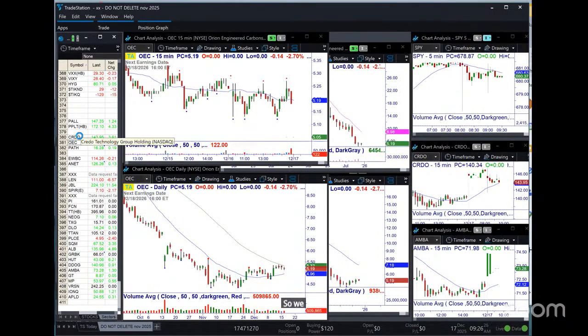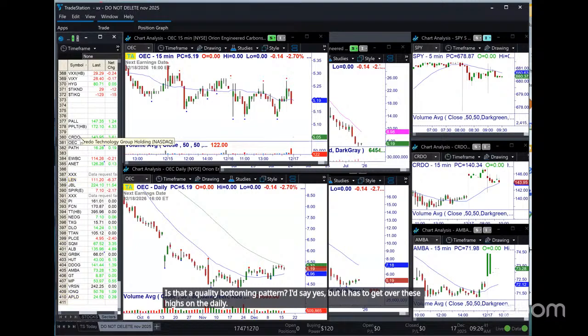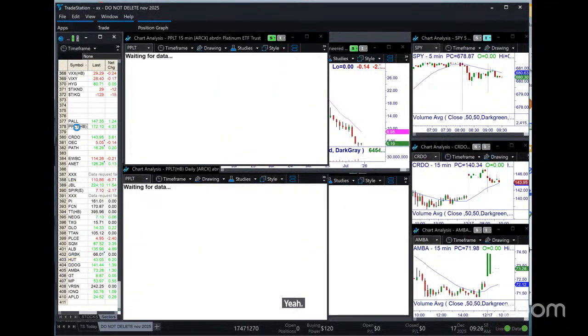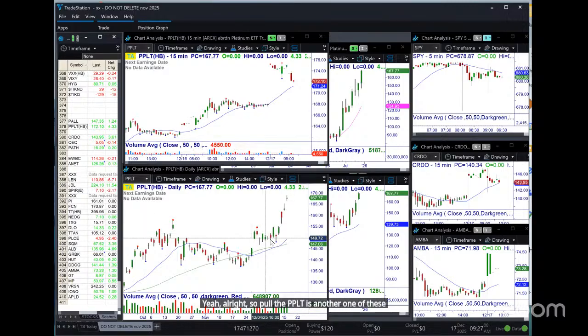OEC bottoming pattern. So that's today's subject, MT Live. Is that a quality bottoming pattern? I'd say yes, but it has to get over these highs on the daily. So I like that. We're gonna set an alarm at 5:30. And I already have one. Yeah. All right, so then PPLT is another one of these metals. Palladium. Nice. Yeah, we've been trading those well.